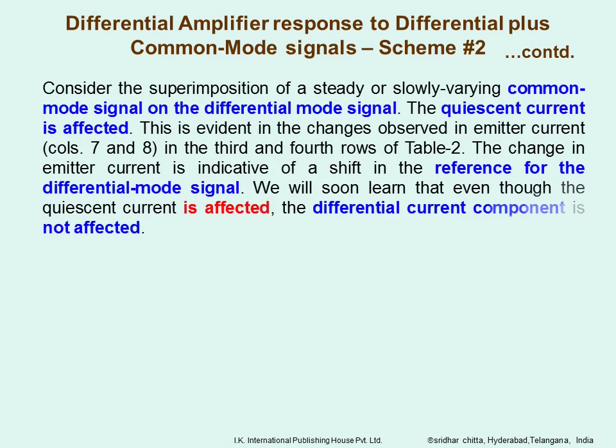Consider the superimposition of a steady or slowly varying common mode signal on the differential mode signal. The quiescent current is affected. This is evident in the changes observed in emitter current. See columns 7 and 8 in the third and fourth rows of table 2. The change in emitter current is indicative of a shift in the reference for the differential mode signal. We will soon learn that even though the quiescent current is affected, the differential current component is not affected.